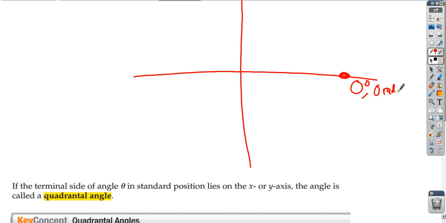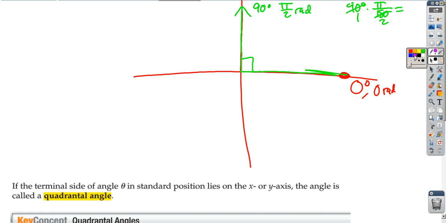Okay, now let me do a different color here so we can see this. Let's say this is your angle. Now you open the angle and it goes up here. So what angle is that? That would be a 90-degree angle. Or if you remember from the other section, we can change degrees into radians by multiplying by pi over 180. So 90 goes into that twice. So this is the same as pi over 2 radians.